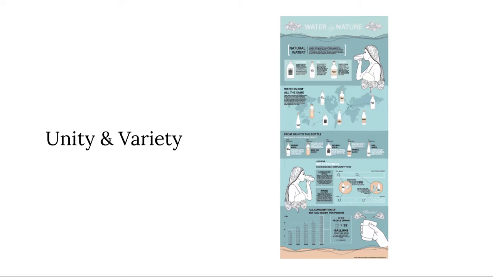Next, I'm going to talk about unity and variety. Unity is created when color, shape, size, and texture are similar throughout the presentation. This makes it feel like everything fits together and is not a random jumble. Variety is created when an element does not match the color, shape, size, or texture and has not been repeated in the presentation. It keeps the viewer interested in looking at the presentation and breaks up the sameness of the display.